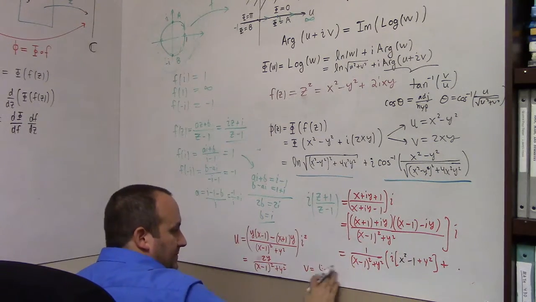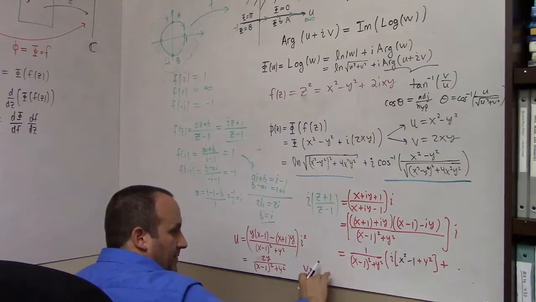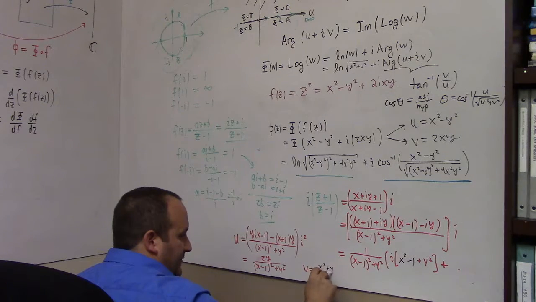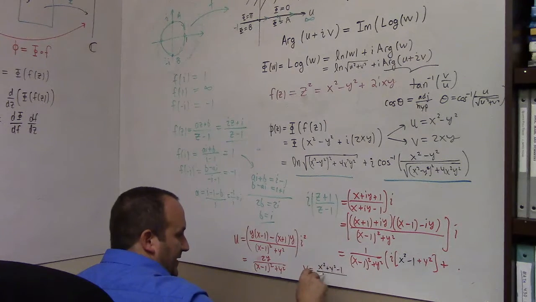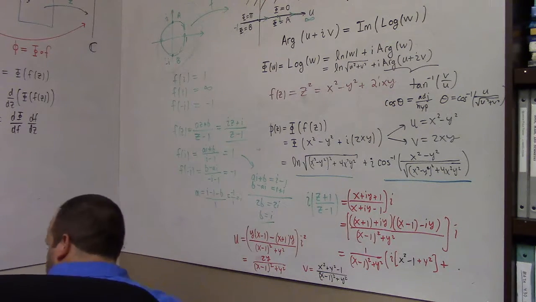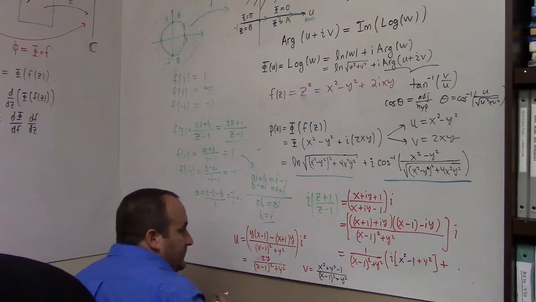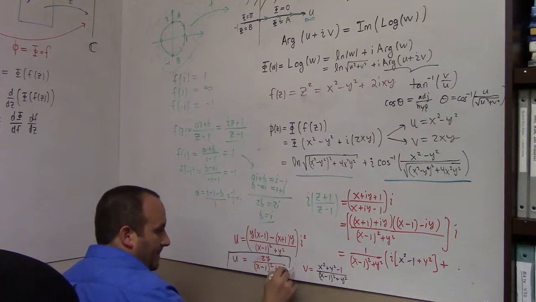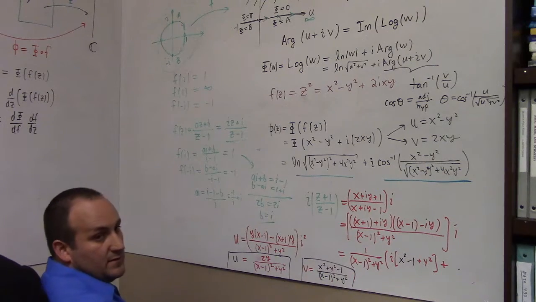So this is actually x squared, however you want to write it, x squared plus y squared minus 1 divided by x minus 1 quantity squared plus y squared. Alright, so then what? Well, now you got your u, right? And you got your v.